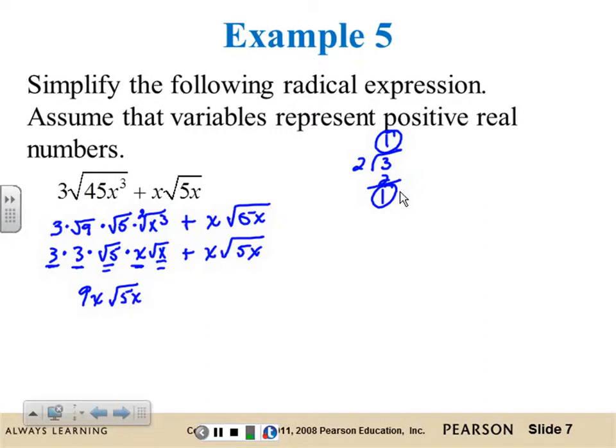So we're multiplying all the whole numbers or coefficients, and then we're multiplying all the radicals, plus x square root of 5x. So now I have like radicals, so I can add 9x plus 1x, which is going to give me 10x square root of 5x. So you may want to go back through that problem again because that one's a little bit tricky.